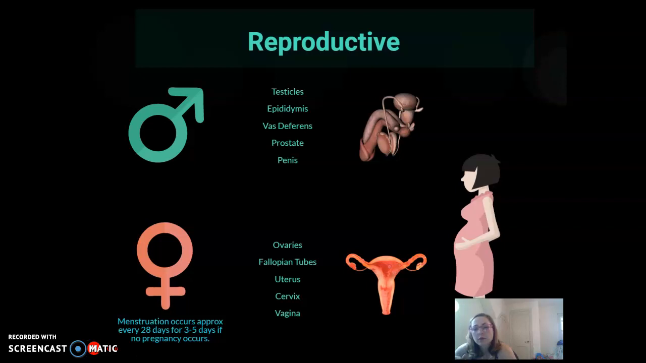For females, they have ovaries, which is where the eggs are, and every month, give or take, for most females, an egg is released and travels through the fallopian tubes, where it's either fertilized or expelled. If it doesn't attach to the wall of the uterus and it's not fertilized, the woman will menstruate and try again next month. So women menstruate about every 28 days for 3 to 5 days. Of course, every female is different.